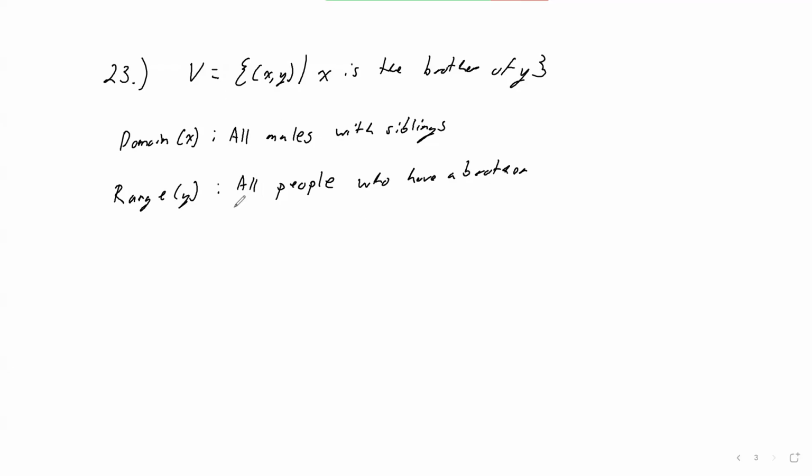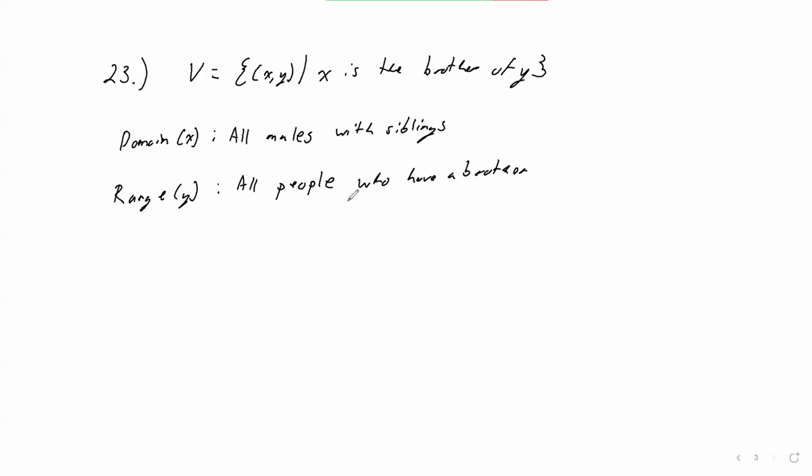Notice here the domain and range are not numbers, but if I put in a male that has a sibling, then I know the range would be the sibling of that brother. So again, that's just a different way to look at relations. And this could also be not a function, because you could be a brother of multiple siblings.